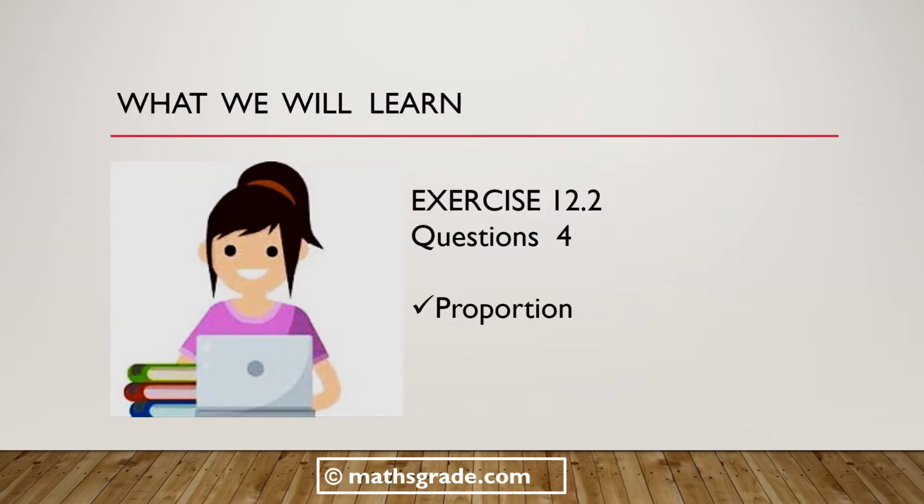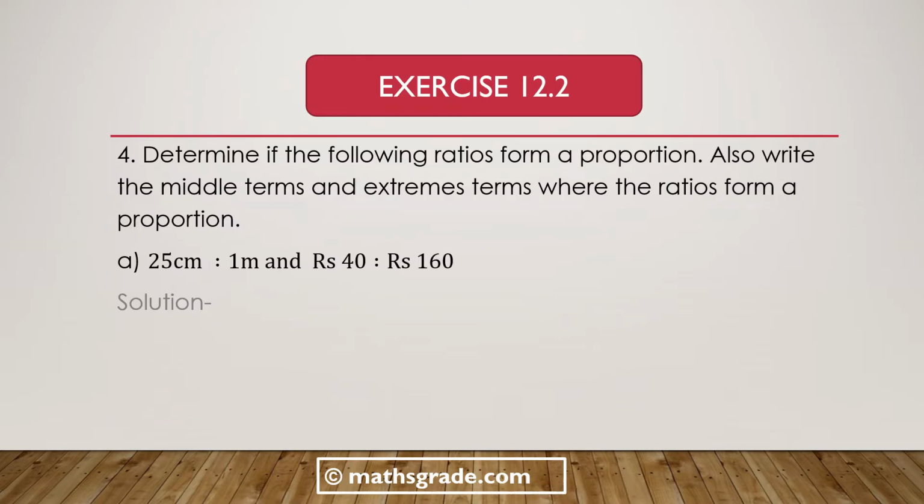Today we learn and solve exercise 12.2 questions 1 to 4 of chapter 12. Chapter name is Ratio and Proportion and topic is proportion. Let's solve some questions. Now question number 4. Determine if the following ratios form a proportion. Also write the middle terms and the extreme terms where the ratios form a proportion. 25 centimeter is to 1 meter and 40 rupees is to 160 rupees.